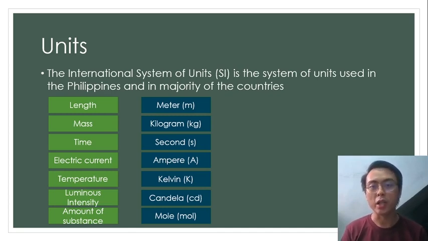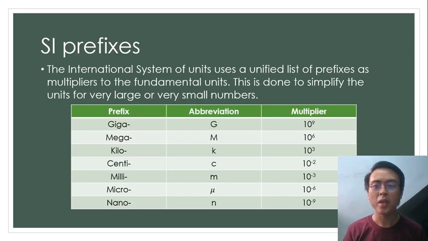Now, these base units could either be enlarged or become smaller by the use of what we call prefixes. SI prefixes are very useful in expressing very large numbers or sometimes very small numbers. Because when we are expressing numbers, oftentimes you don't want to see a lot of zeros for small numbers. Let's say, for example, 0.00000000001. So we want to express those in terms of prefixes. Here are some of the most common SI prefixes.